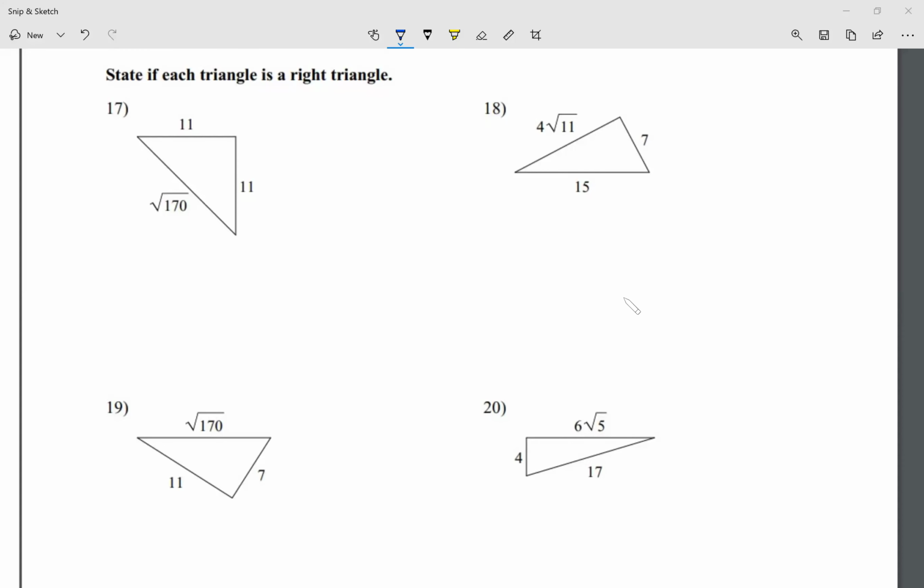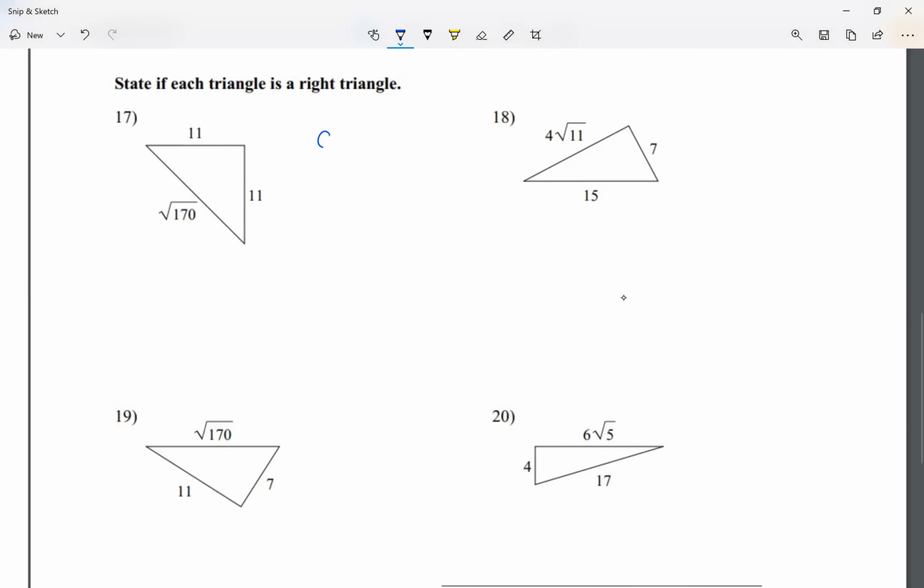Okay, so Pythagorean theorem converse. I know the Pythagorean theorem is a squared plus b squared is equal to c squared. Now the converse is, I'm going to have three measurements, and the question is, is that true? Is a squared plus b squared equal to c squared?